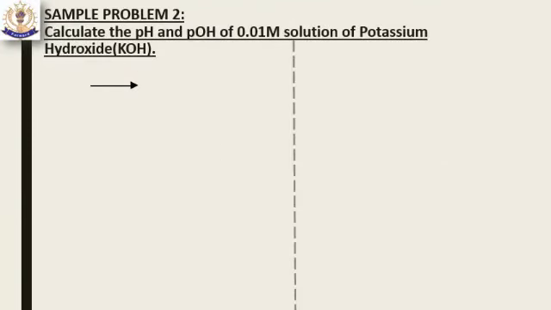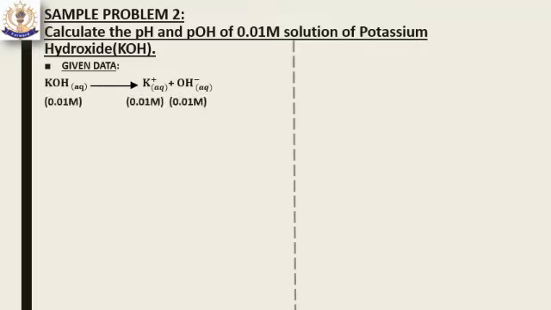Let's solve another numerical problem in which we are given a potassium hydroxide solution whose molar concentration is 0.01 molar, and we are supposed to calculate its pH and pOH again. First we have to write its equation, in which KOH dissociates to give K plus and OH minus ions. Its concentration is 0.01 molar. As you can clearly see in the equation, we are given only the hydroxide ion concentration; there is no hydrogen ion present in the KOH solution.